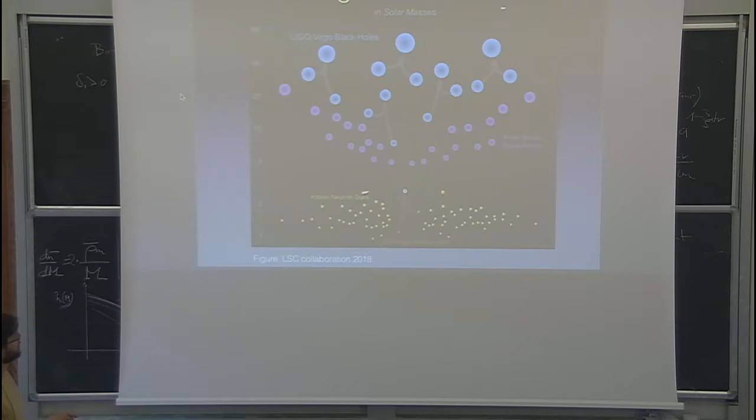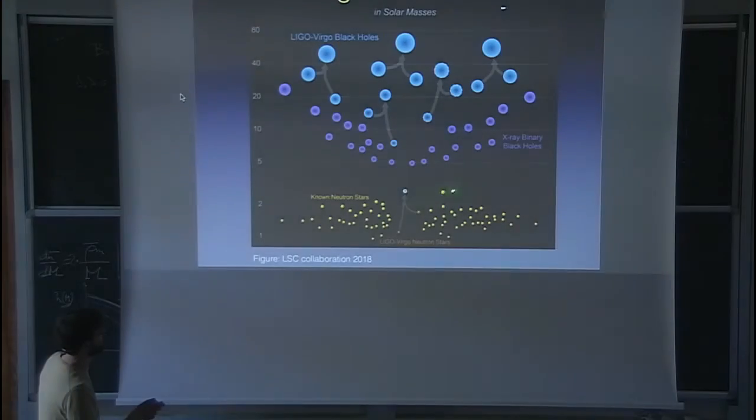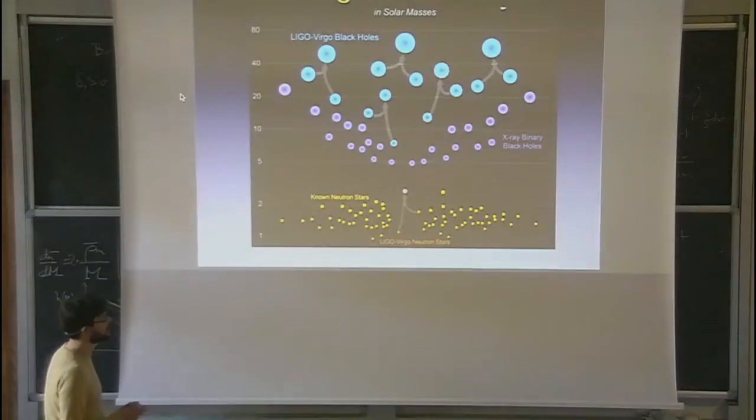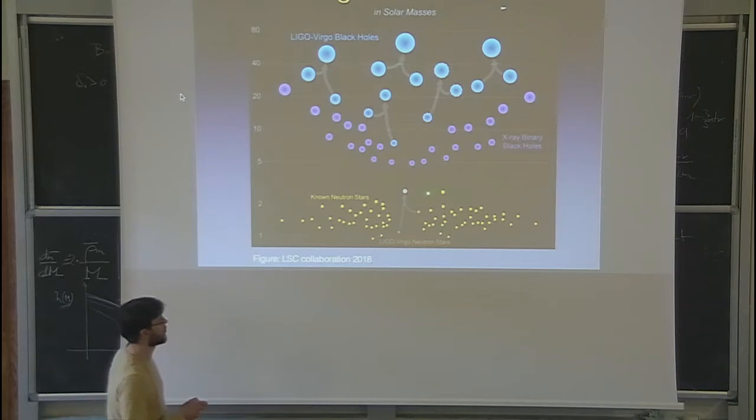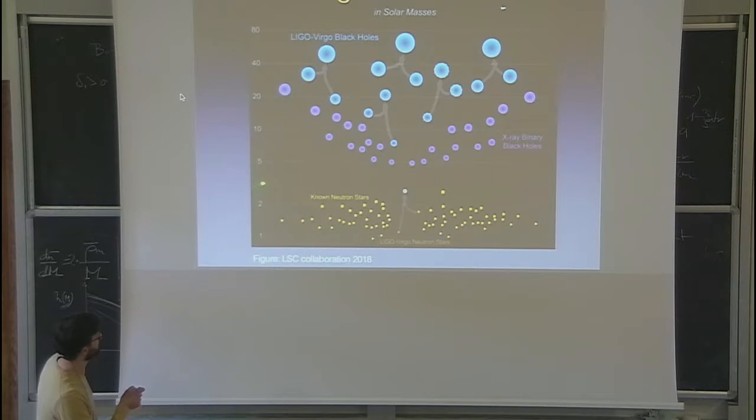Then you have a gap here, and at low masses you have the neutron star events. The orange ones are the LIGO detected ones, and the yellow ones are other known neutron stars measured electromagnetically. As you can see, the most massive one has 2 solar masses. In fact, the highest measured mass for a neutron star is actually 2 solar masses. And I was saying there is also a causality limit here. So it's not surprising that there is this gap. This was sort of expected.